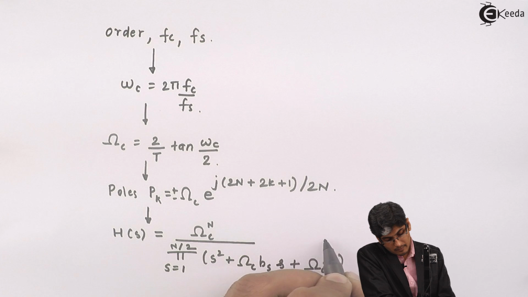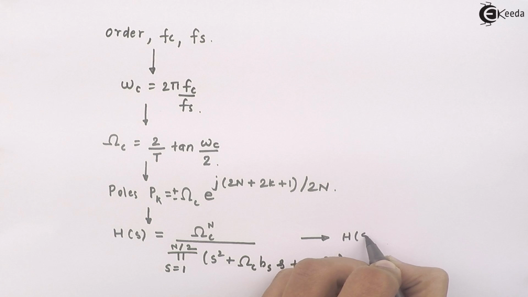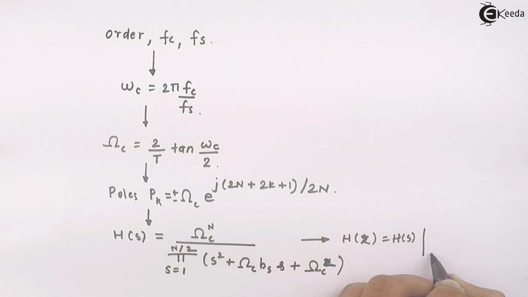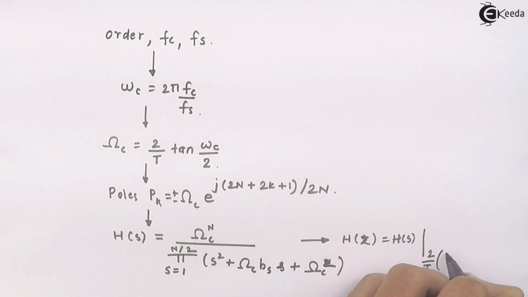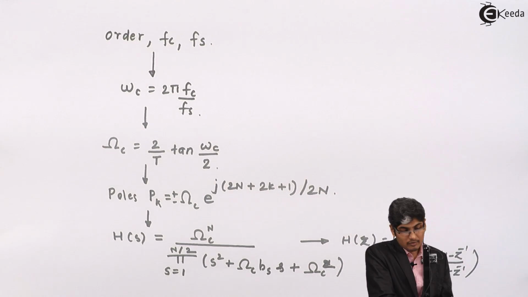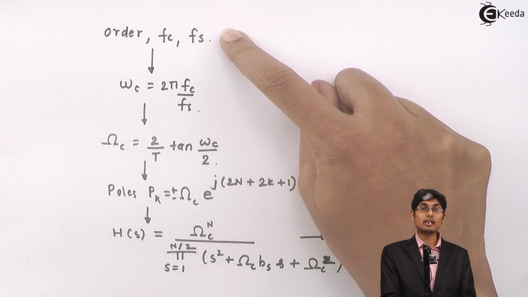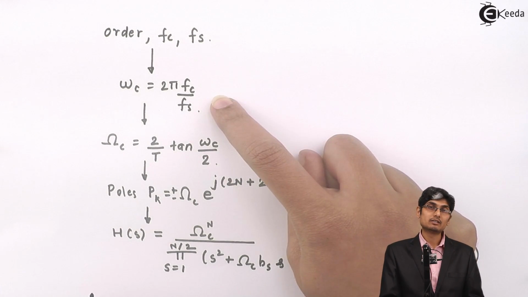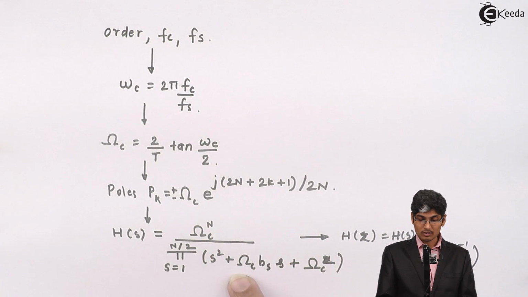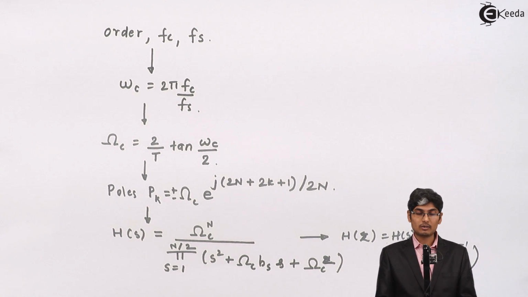Then we converted the transfer function to H of z by just replacing s with 2 by T, 1 minus z inverse upon 1 plus z inverse. So whenever you get such a problem, you have to follow this methodology. First, take the inputs, calculate whatever is necessary, and then find the poles, get the transfer function, and find H of z. This is the procedure that we have followed in this problem. Thank you.